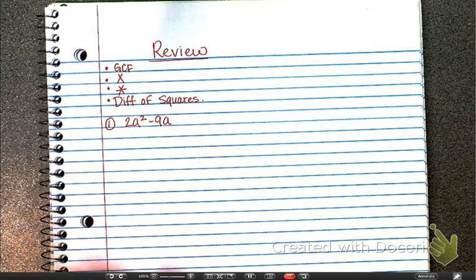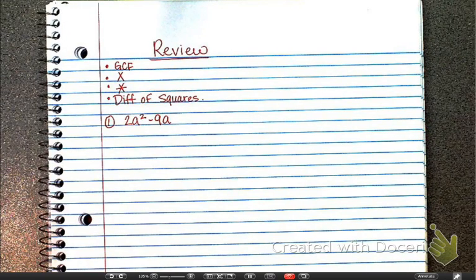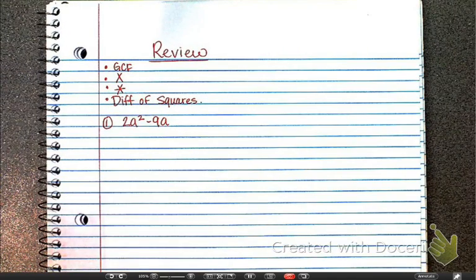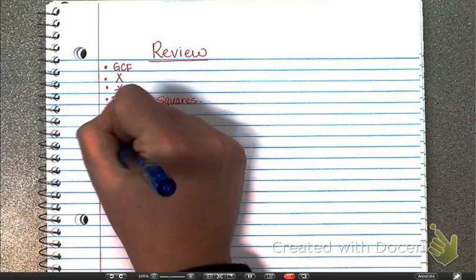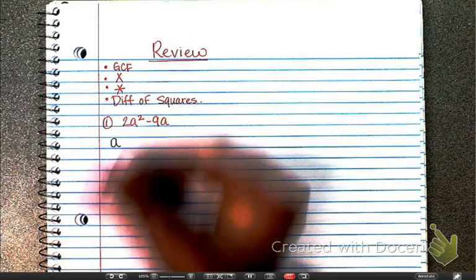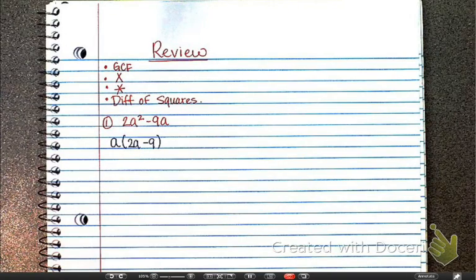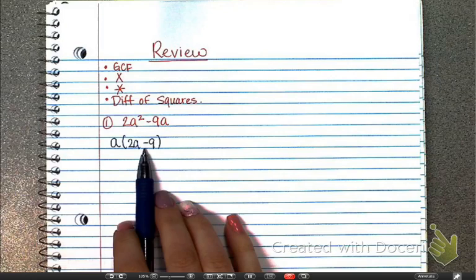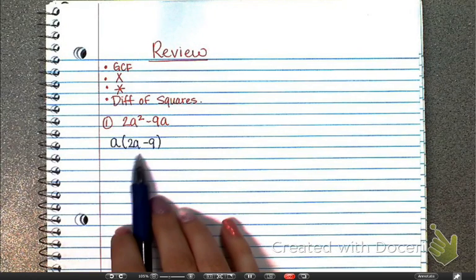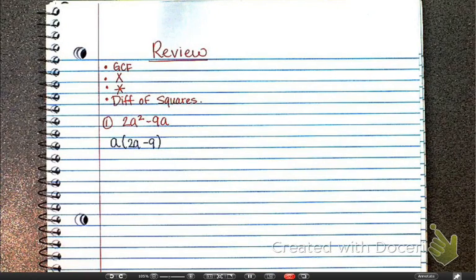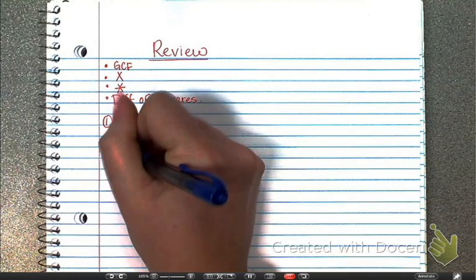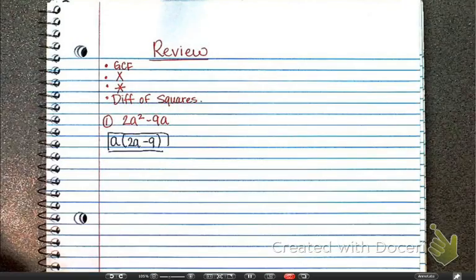So 2a squared minus 9a. Step 1 always should be GCF. So is there a greatest common factor between 2a squared and negative 9a? I hope you're saying yes, and that factor is an a, leaving me with a times 2a minus 9. Now, if I look at what's in parentheses, there are 2 terms and a subtraction sign, but these are not perfect squares, so we can't do difference of squares. There's not 3 terms, so we can't use the x or the super x, which means all we were doing for this problem is GCF, and we're going to leave our answer just like that.